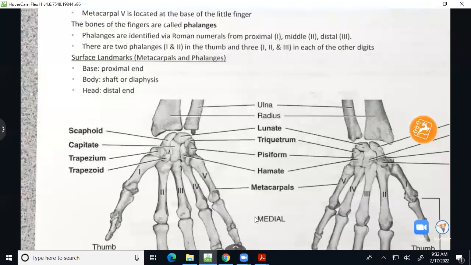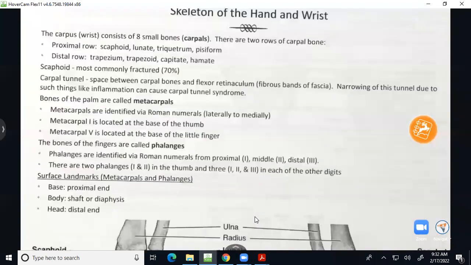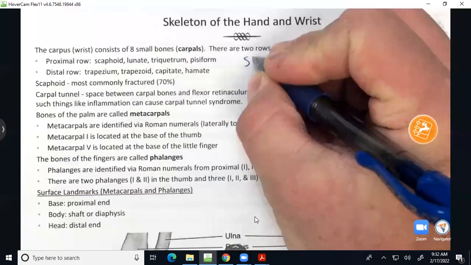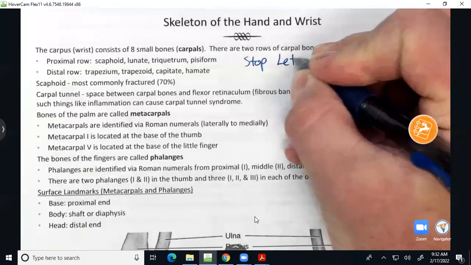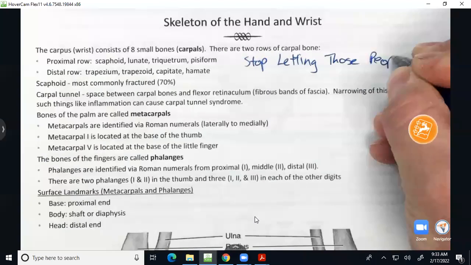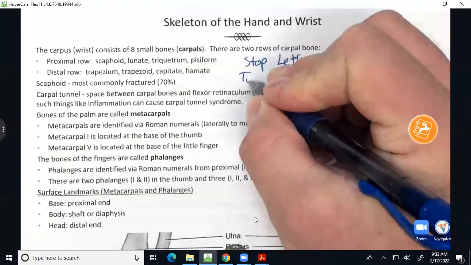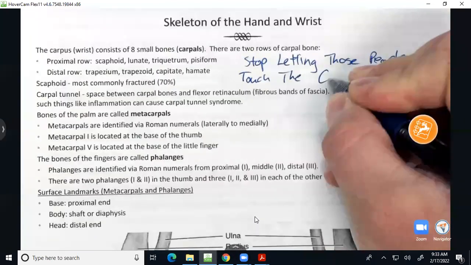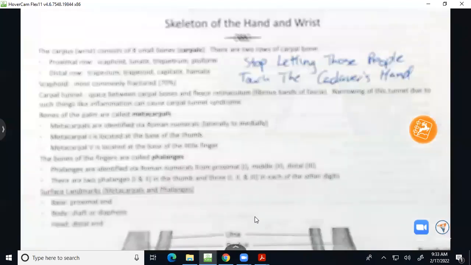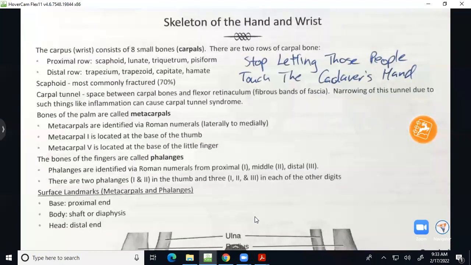As far as that goes, the easiest way to help keep your head straight on them is to use a mnemonic device. So I'm going to write one of those out. And if you don't remember what a mnemonic device is, hopefully me writing this out will help you. Stop letting those people touch the cadaver's hand. And it kind of fits with the theme since we're talking about the hand and wrist.